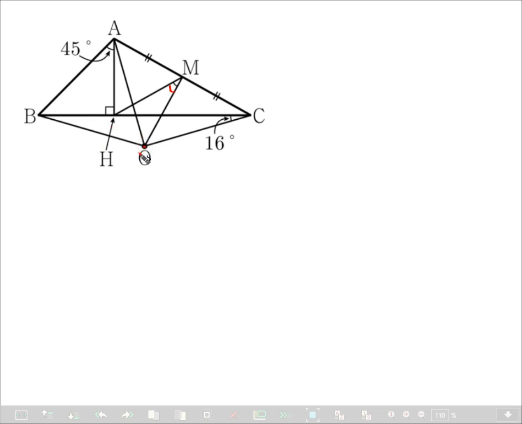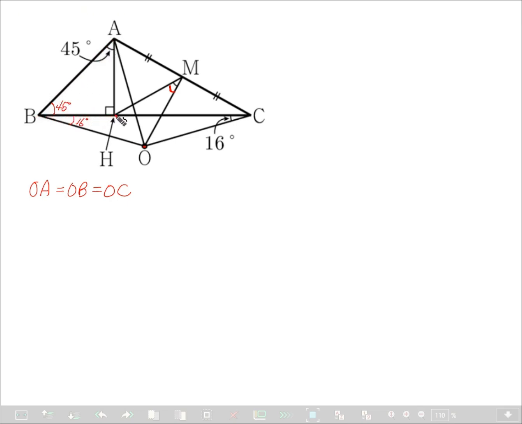O is the circumcenter of ABC, which means OC, OA, OB are all equal. OA equals OB equals OC. So triangles OAB, OAC, and OBC are all isosceles triangles. So here is 16 degrees. Naturally, this is also 16.